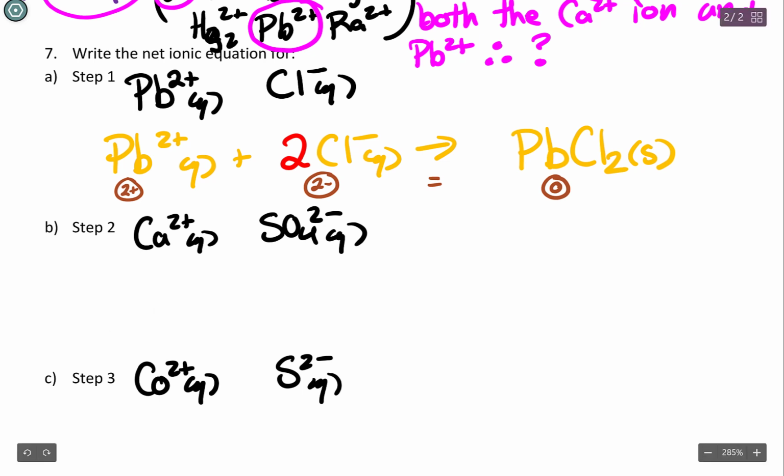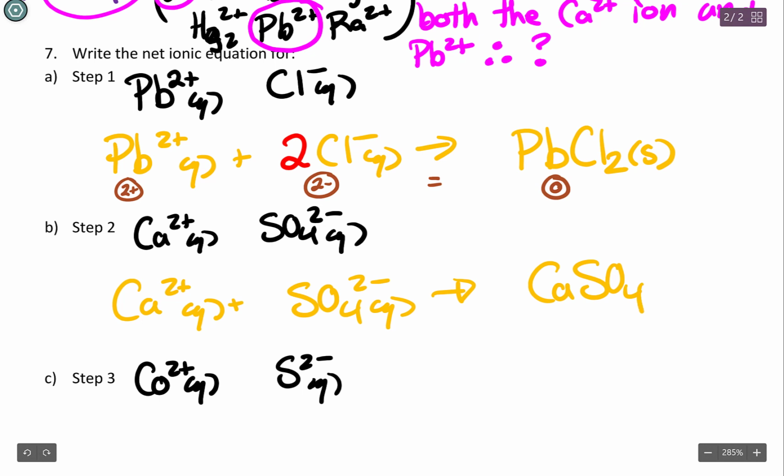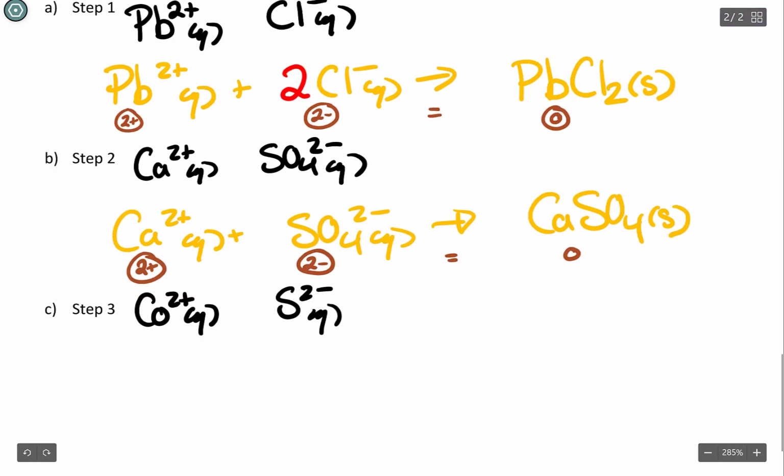On the next one, I have Ca2 plus reacting with sulfate 2 minus. Those charges balance out nicely, so this is CaSO4 solid. I got 1 calcium on the left, 1 calcium on the right, 1 sulfate on the left, 1 sulfate on the right. And if I do my charges, I got 2 plus here, I've got 2 minus there, and I got a total charge of 0 there. So 2 minus and 2 plus is equal to 0.